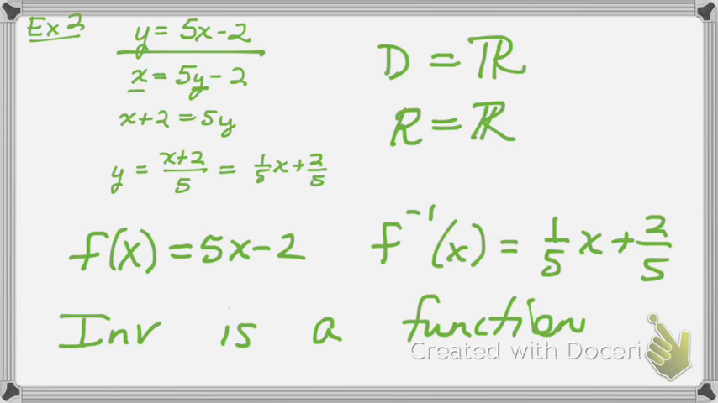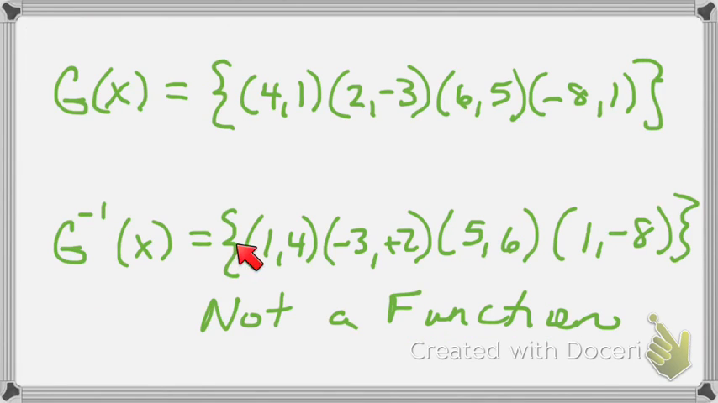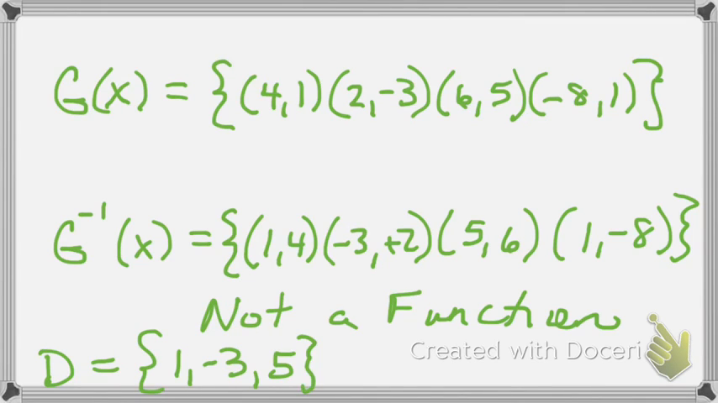Now if you look at the previous problem we did, if I ask you for the domain of the inverse, you would tell me 1, -3, and 5. Domain is equal to 1, -3, and 5. Range is the y values. My range would be 4, 2, 6, and -8. Everybody okay with that? Okay, example 3.